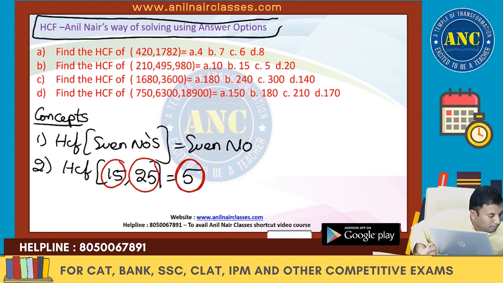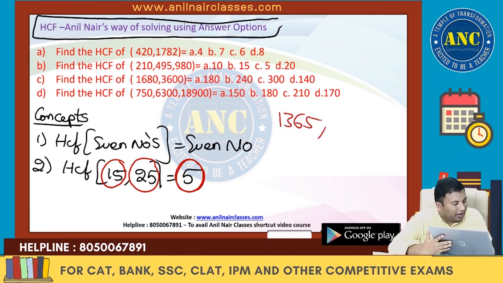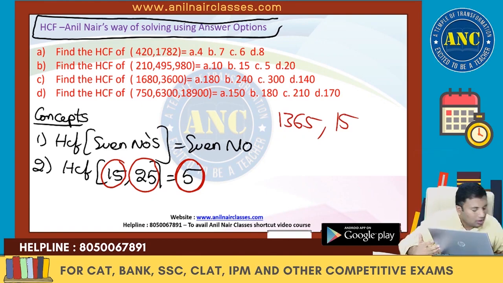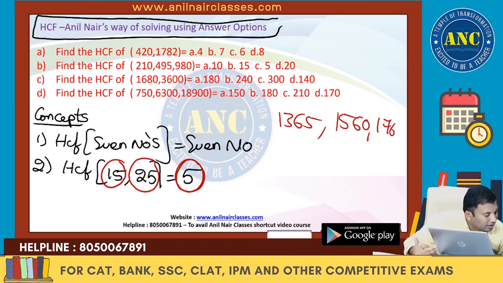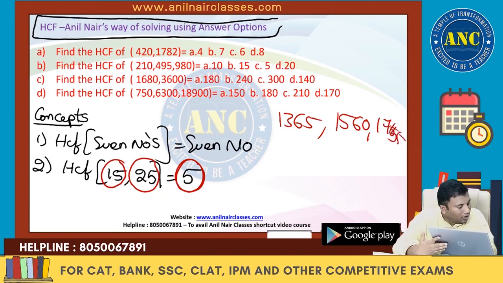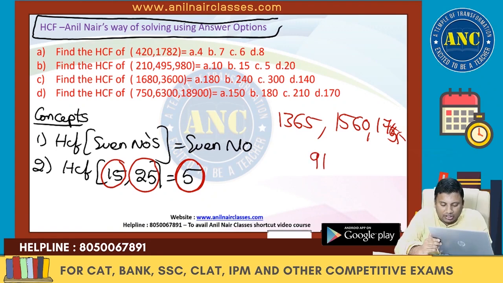Now I think a student asked a doubt about the previous question. Any relevant doubts we have to take. 1365, 1560, 1755. There is a doubt from Srikanth. Srikanth says, sir, why did you not consider 91 and 273?